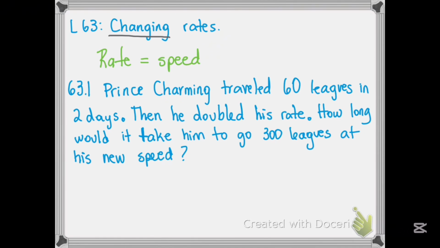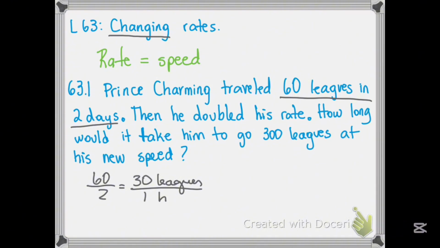So it says, Prince Charming travels 60 leagues in 2 days. Now, from our previous lessons, we know that what we have to do is put 60 over 2 and reduce that. So it would be 30 leagues in 1 day. What is a league? A league is just a measurement of distance. So it's like 1 kilometer or 1 mile.